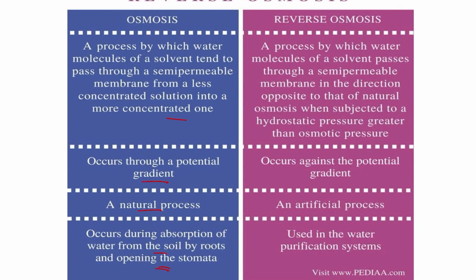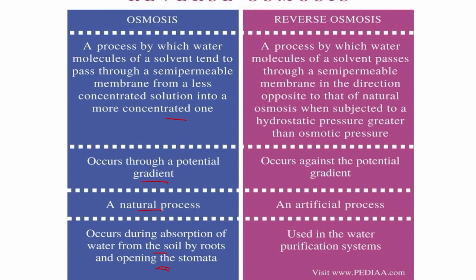Now coming to reverse osmosis. This is a process by which water molecules of a solvent pass through a semi-permeable membrane in the direction opposite to that of natural osmosis, when subjected to a hydrostatic pressure gradient higher than the osmotic pressure. Yes friends, so this is the reverse of osmosis. So we will see how this reverse osmosis occurs in the next slide.